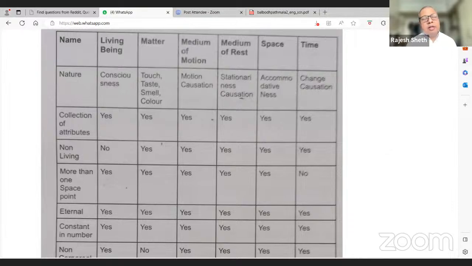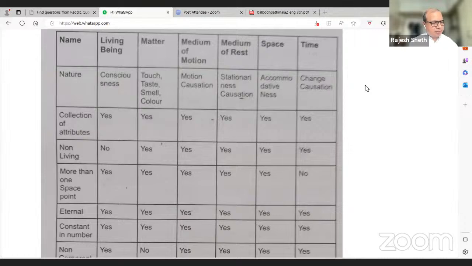Now, moving on, the next substance is space. Space is Akash Dravya, Akash. The substance which accommodates all the other substances is known as space. So we are all here just because of the space, because the space gives us accommodation. It gives accommodation to all the other substances. The space gives accommodation to living beings. The space gives accommodation to matter. The space gives accommodation to medium of motion, medium of rest, and time. So this is again a substance.